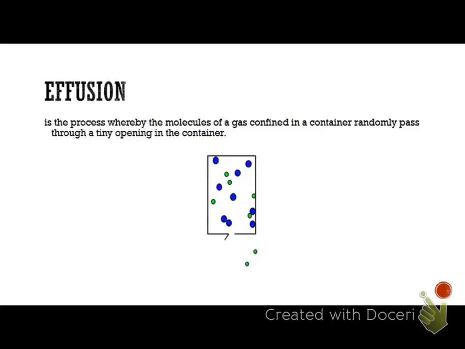Effusion is the process by which molecules escape out of a container through a tiny opening in the container. So it might take a while for them to all escape, but eventually, because of the random motion like they're showing here, they would come out. Okay?